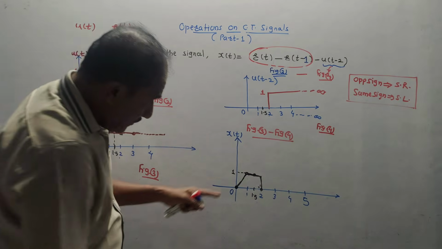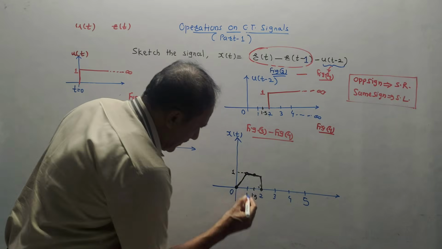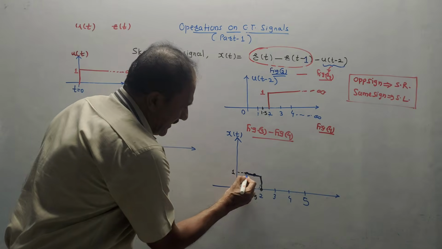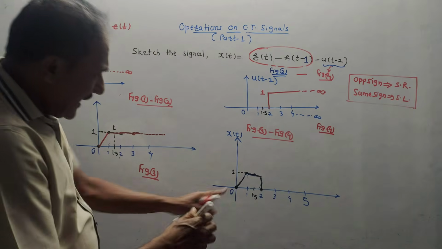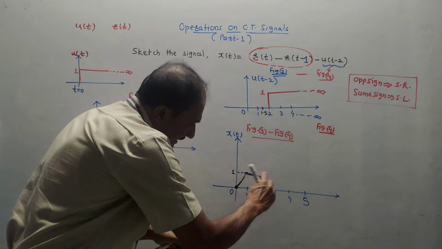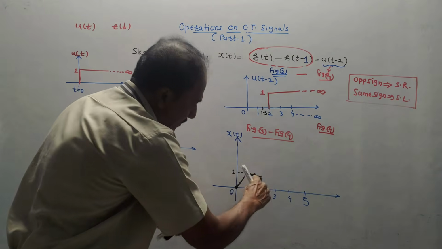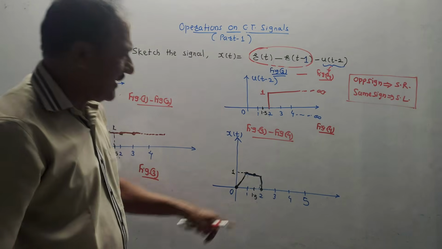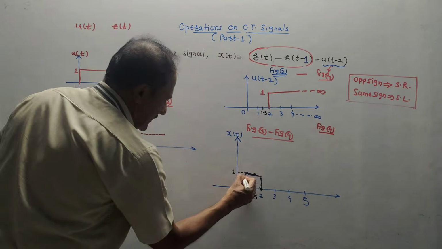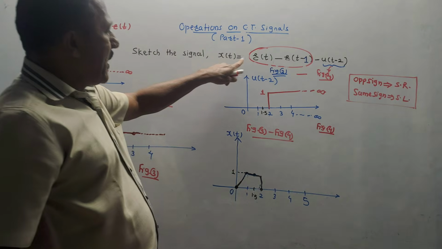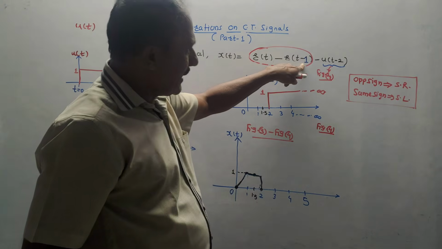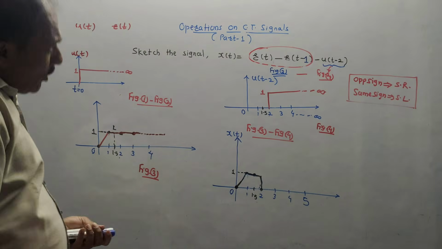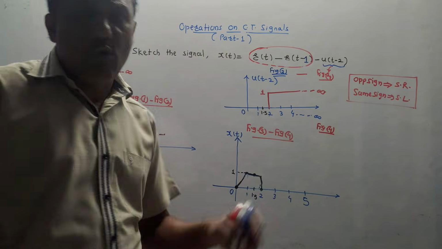Initially, there was a confusion whether to complete the diagram like this or like this. So what I said, take an in-between reading, you will come to know which path the signal is following, either this path or this path. So I got this point, so I have decided to join the diagram like this. So this is the resultant diagram by performing the operation r of t minus 1 minus u of t minus 2. So let us solve one more numerical to get this concept more clear.